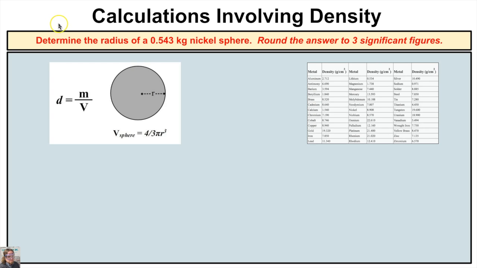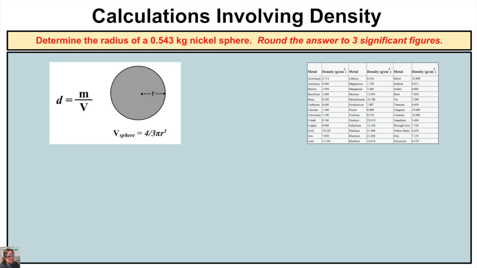This is Mr. Millings, and in this video we are going to learn how to use the density formula to calculate the volume of a regular shaped object, and then in this particular example we're going to use the volume of a sphere formula to figure out the radius. The problem says to determine the radius of a 0.543 kilogram nickel sphere, and we want to round the answer to 3 significant figures.